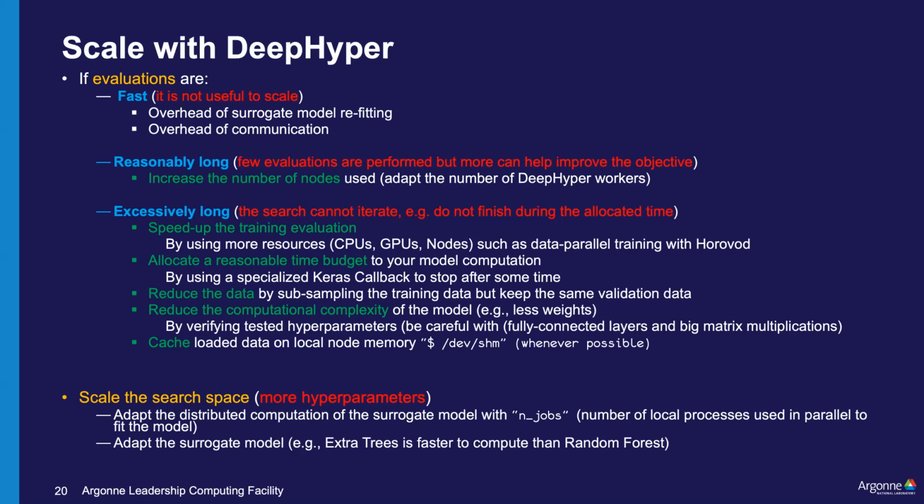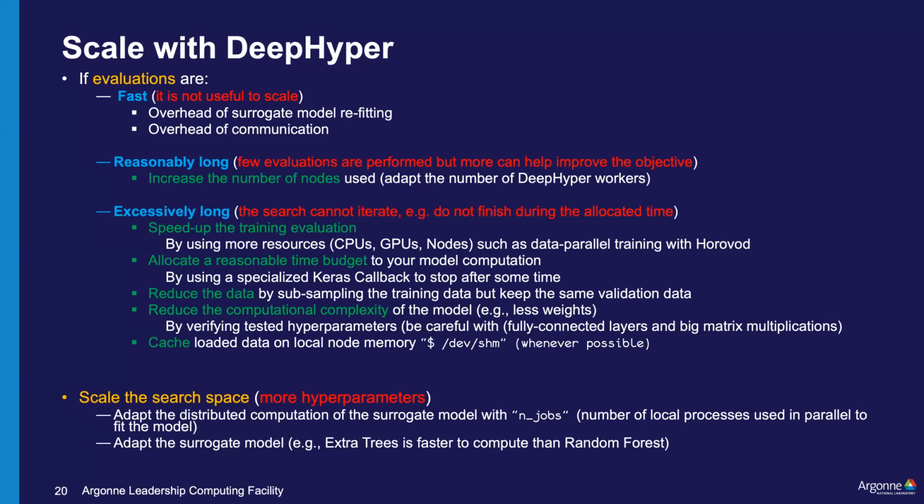Now, if the evaluations are taking a reasonably long time, but what does reasonably long mean? It means that you're able to perform few evaluations within your allocation time, but you think that it's not enough, and with more evaluations, you could have a better optimization. You can increase the number of nodes and therefore adapt the number of workers used by DeepHyper. And you can do this step by step until having a practical and good number of nodes. Now, you can face an issue. It's in the case of excessively long evaluations, which are actually very frequent.